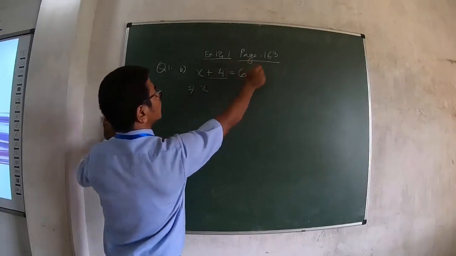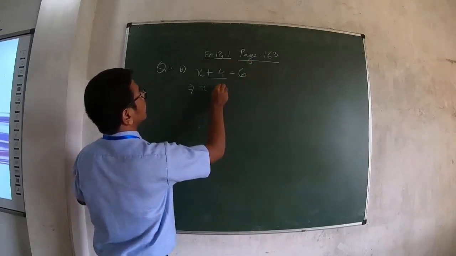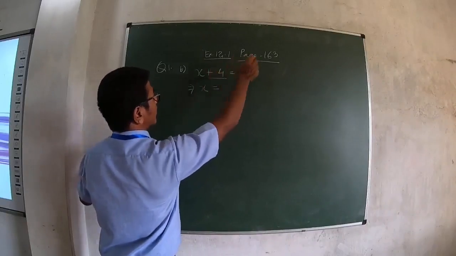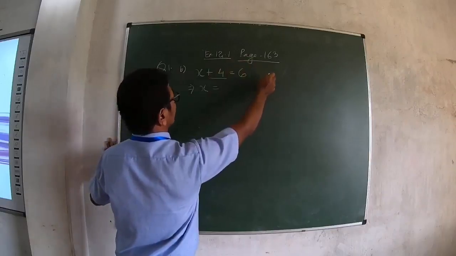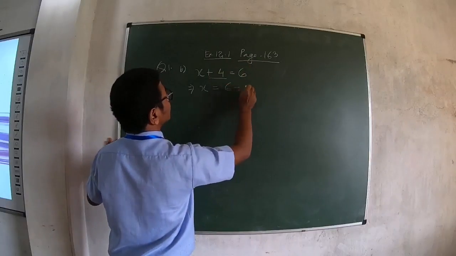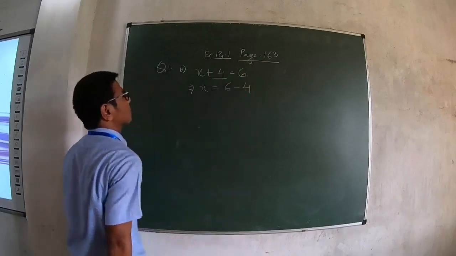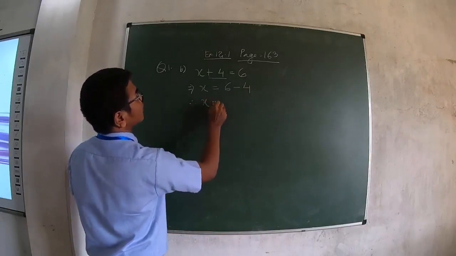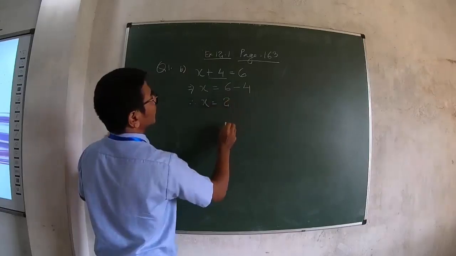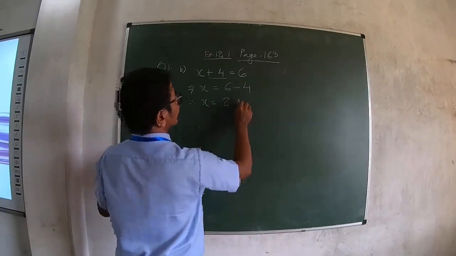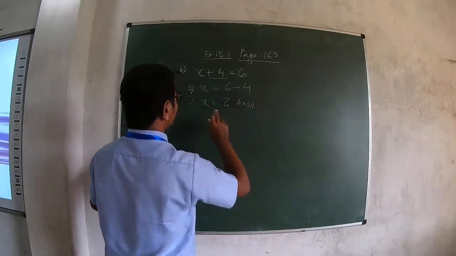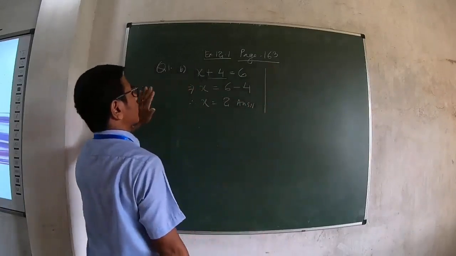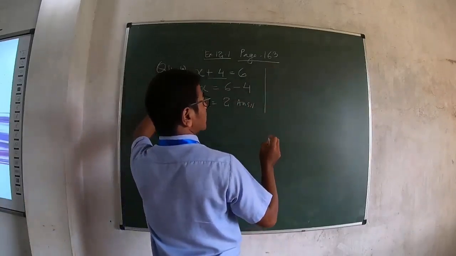moves to the right. So what we see is plus 4, when it is transported to the right, it becomes minus. So what we get? X equal to 2. This is the required solution for this. X equal to 2. Children, you can check to make your understanding more clear.